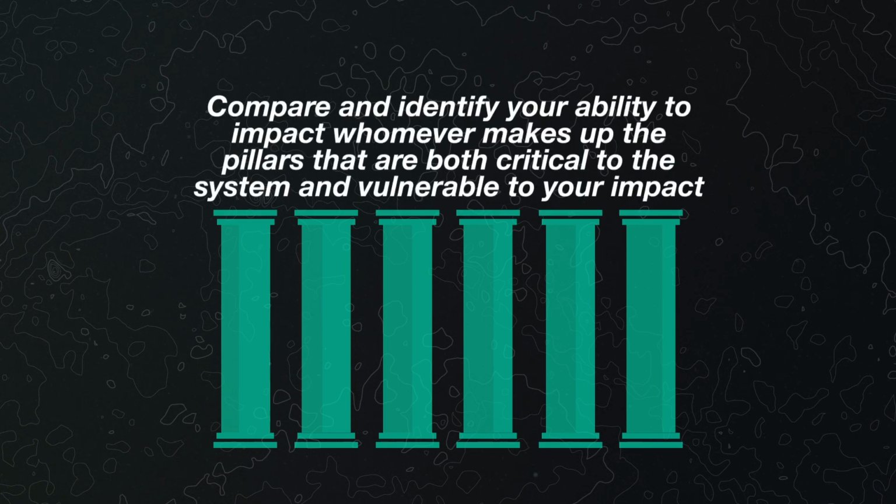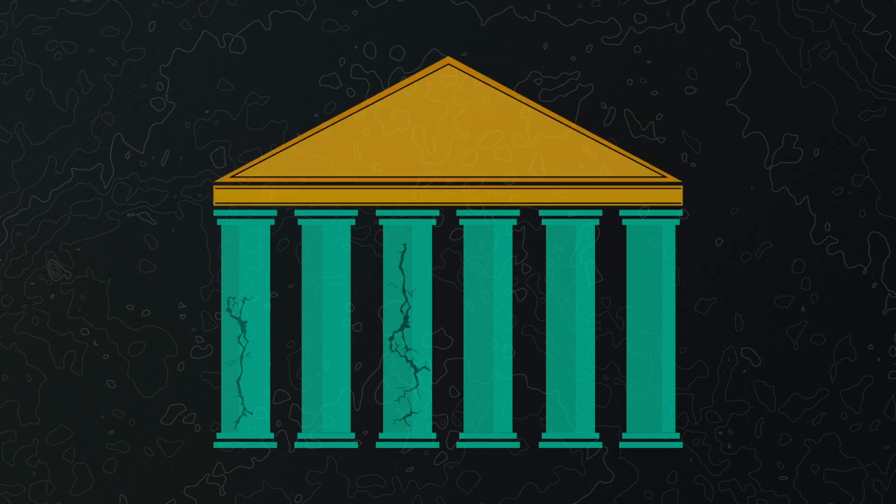Then, compare and identify your ability to impact whomever makes up the pillars that are both critical to the system and vulnerable to your impact. These are the places where your campaign has great potential.